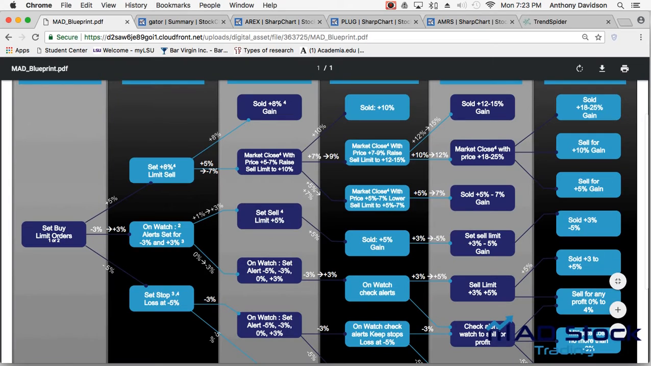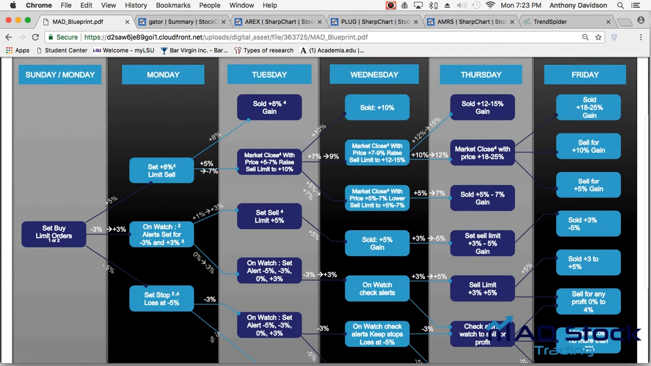It falls here in the middle, on watch, because it's between -3 and 3%. I have my alert set. I know if it goes below -3, maybe I need to set a stop loss, but if it goes up, there's potential to sell.